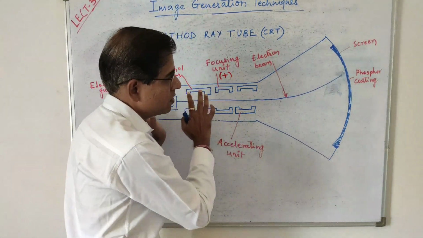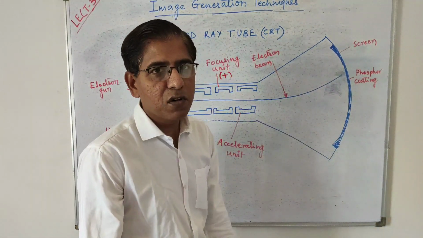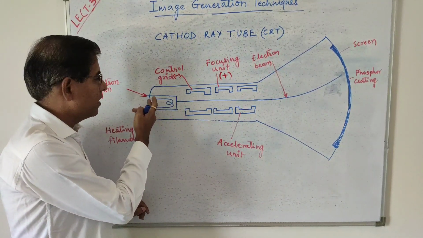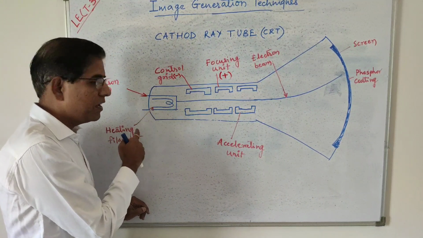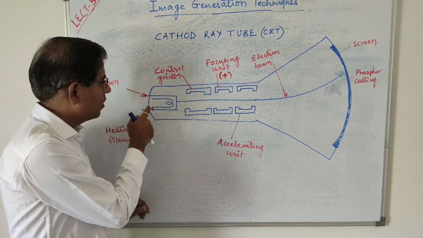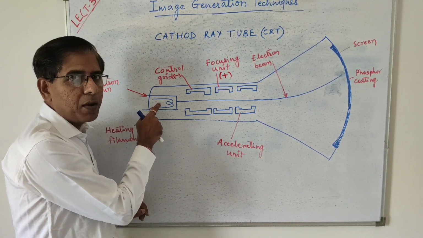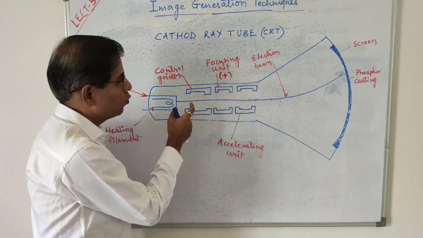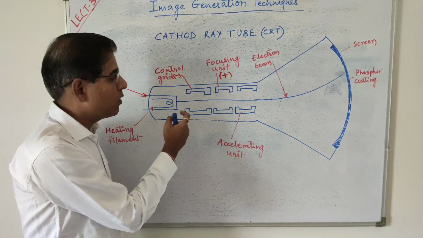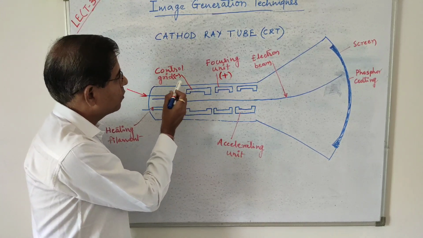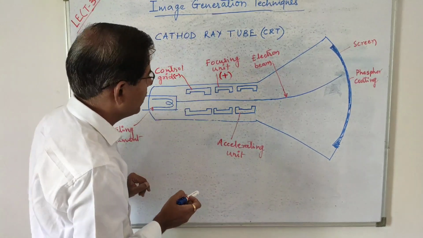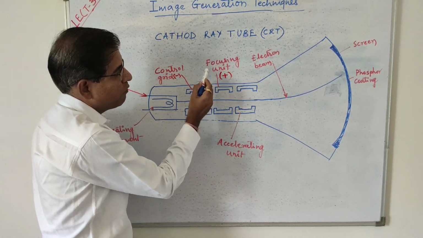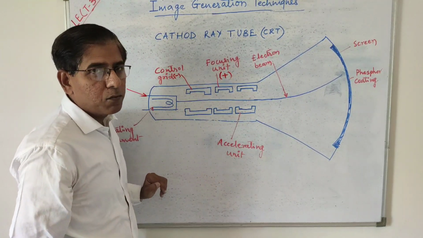So this is how this CRT works. It starts from the electron gun. It has a heating filament. A strong voltage is applied to the heating filament. Because of that, it emits the electrons. To control the amount of electrons coming out from the electron gun, the control grid is provided. To adjust the path of the electron beam, a focusing unit is provided.